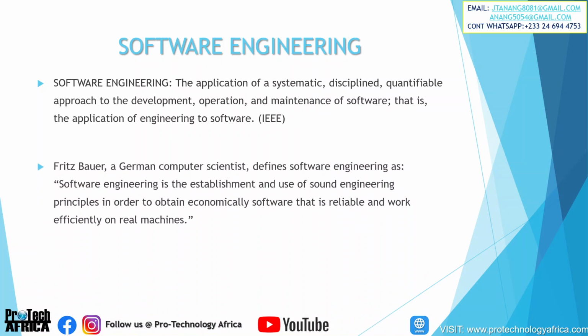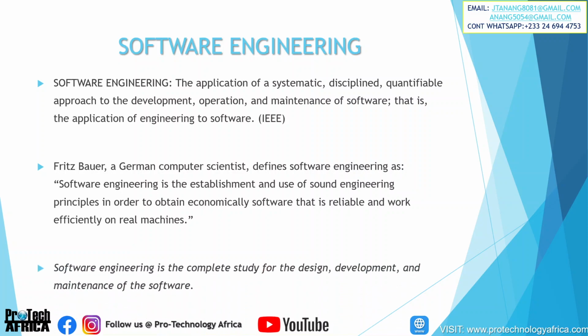The second one is by Fritz Bauer, a German computer scientist, who defines software engineering as the establishment and use of sound engineering principles in order to obtain economically software that is reliable and works efficiently on real machines. So that is the definition by Fritz Bauer. That is about the ability to use engineering principles to develop software for economic purposes, right?